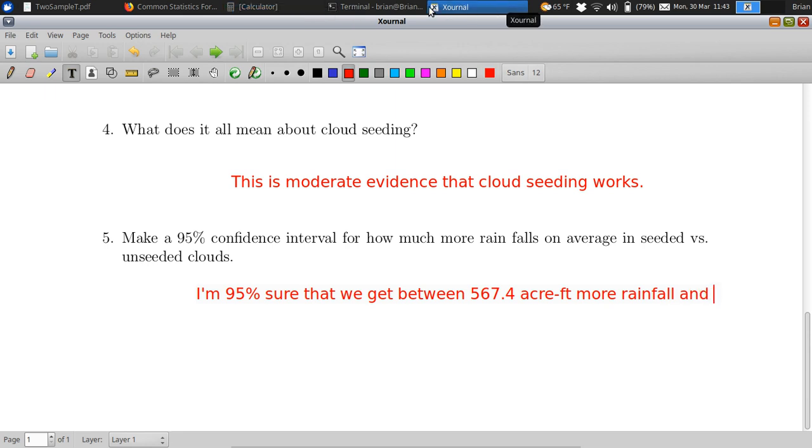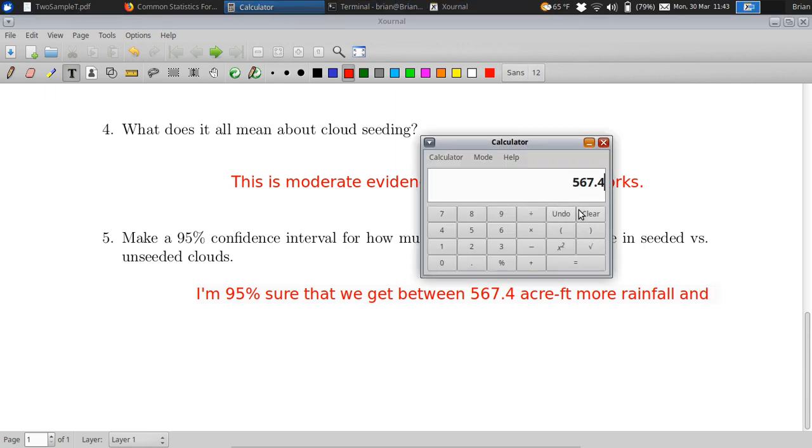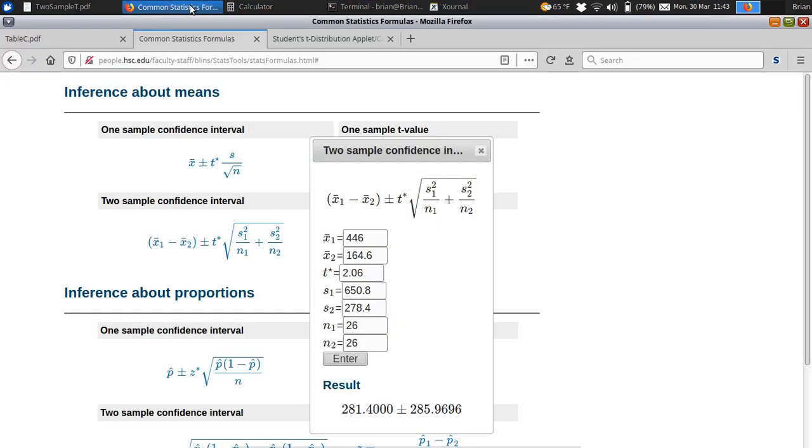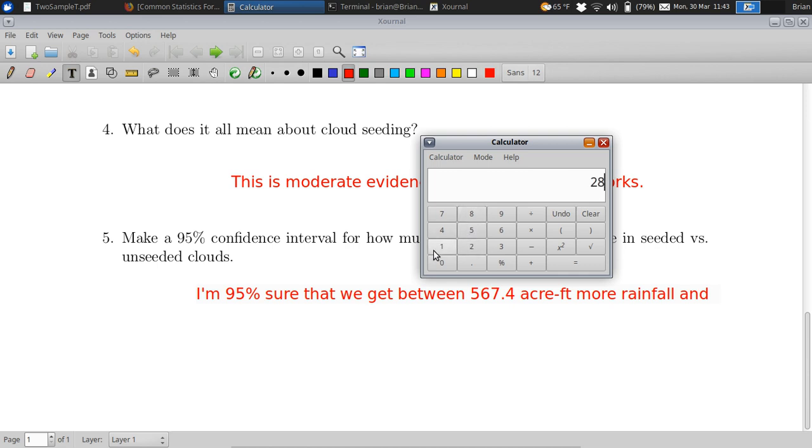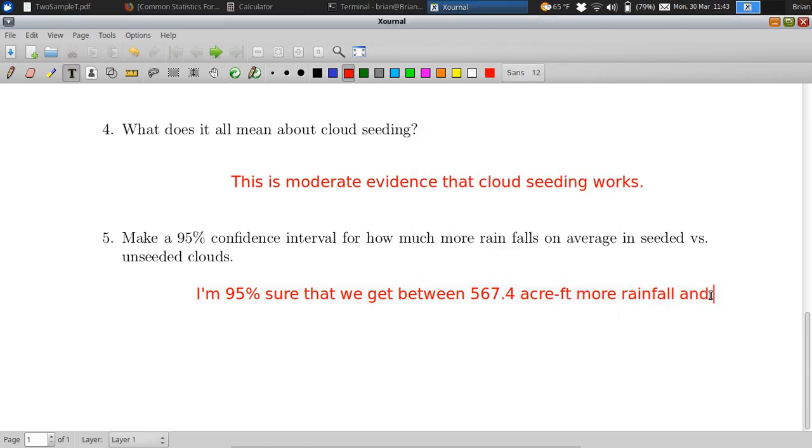And let's do the other number now on the calculator. So we go back to the calculator, clear that, type in the same numbers from the formula, 281.4, and then this time it'll be minus 286. And so when you subtract it, well, that's interesting. Now we get a negative number, and a negative number would mean that we're getting less rain when we spray. So let me type that in. Okay, so negative 4.6, so that's 4.6 less acre feet.